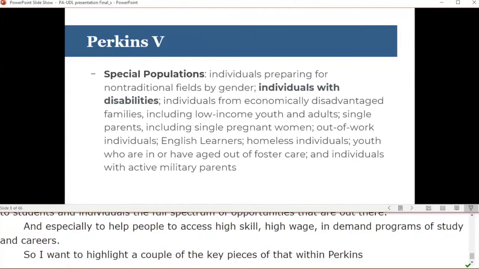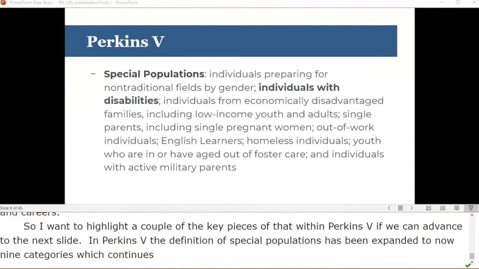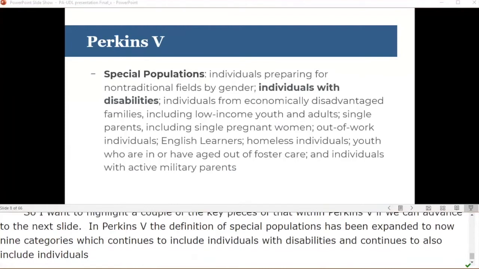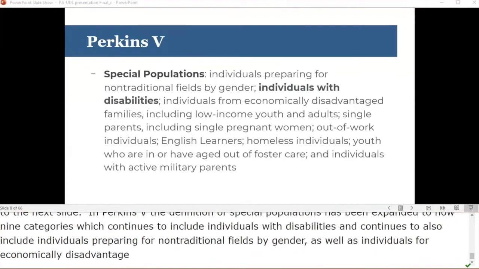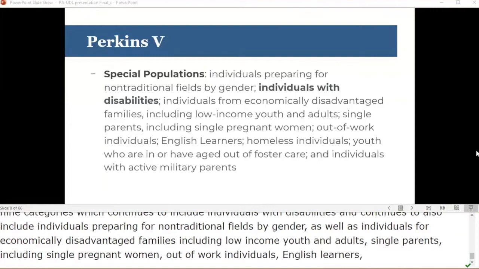So first, in Perkins 5, the definition of special populations has been expanded to now 9 categories, which continues to include individuals with disabilities, and continues to also include individuals preparing for non-traditional fields by gender, as well as individuals from economically disadvantaged families, including low-income youth and adults, single parents, including single pregnant women, out-of-work individuals, English learners, homeless individuals, and youth who are in or have aged out of foster care, and individuals with active military parents.